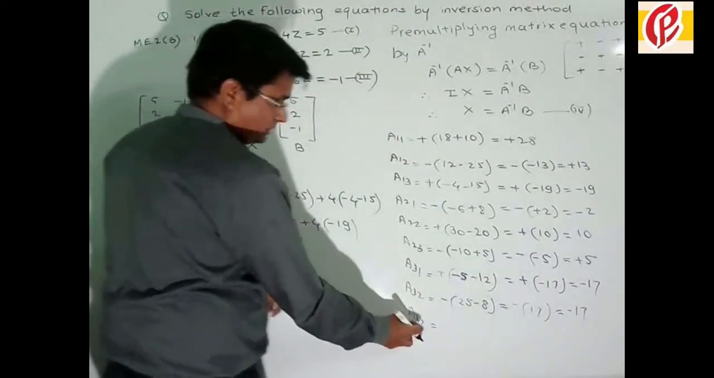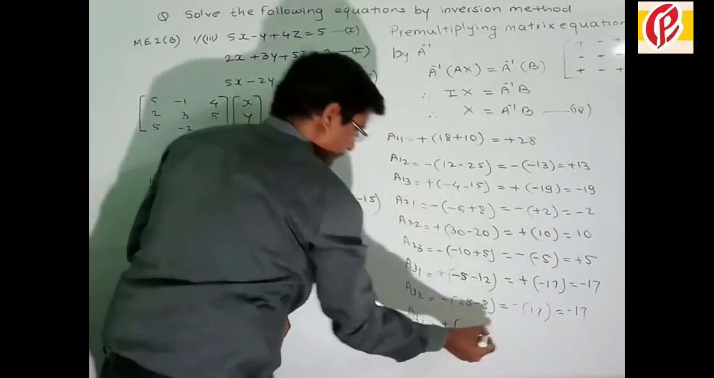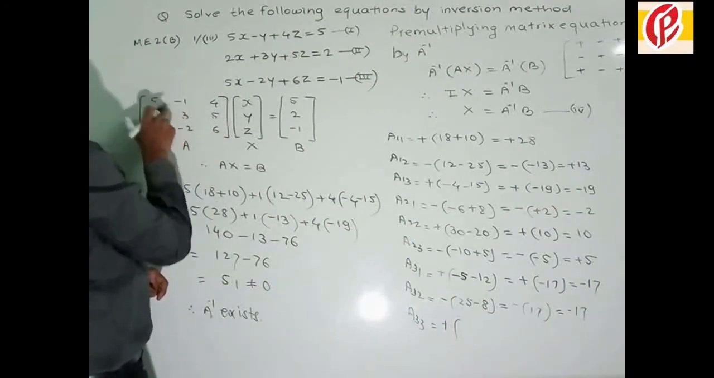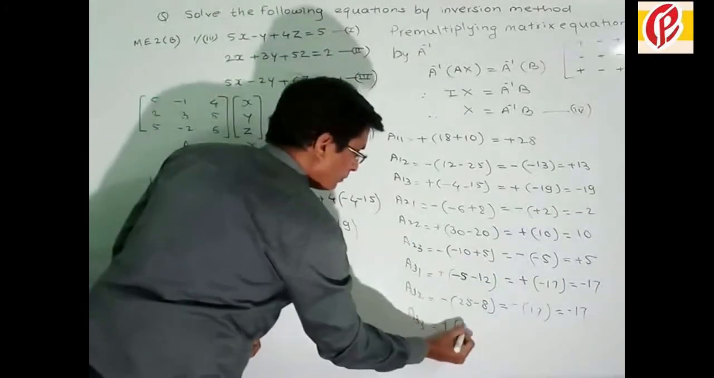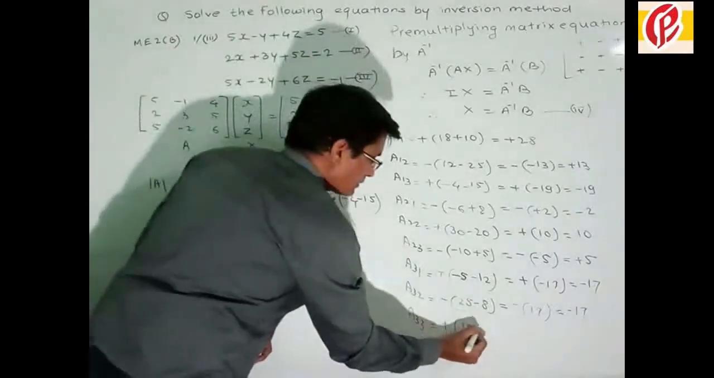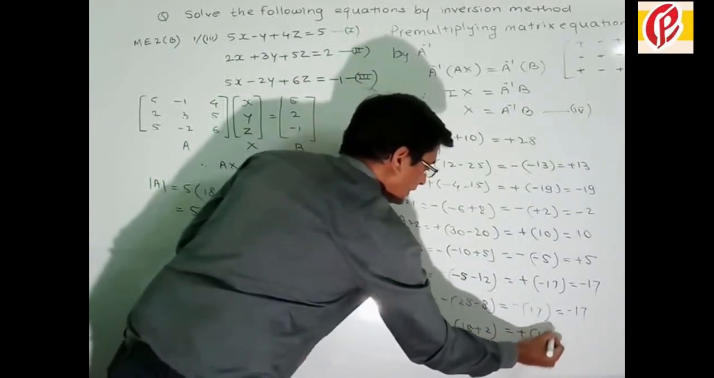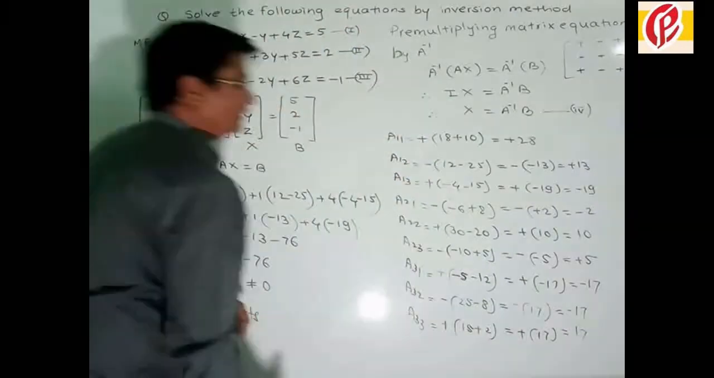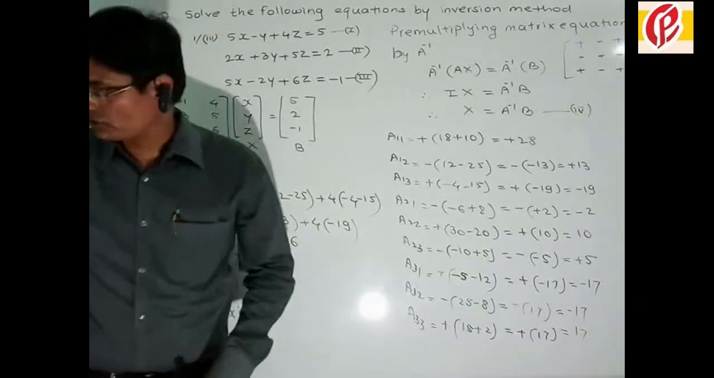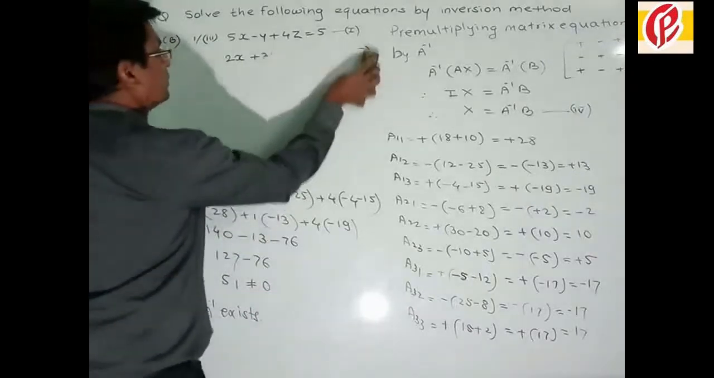The last is third row, third column, sign is plus. Third row, third column. So these are the elements: 5 3s are 15, 2 into minus 1, minus 2, but minus minus plus 2. So here plus 17. So we get 17. This way you get the elements of the adjoint matrix. So we'll write here adjoint of A.